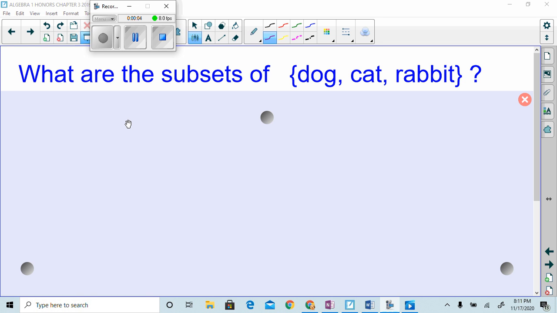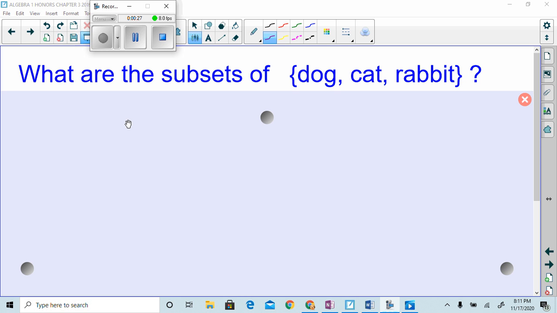Before we start today's lessons, let's just take a moment to reflect back on subsets. We talked about sets and their subsets, and subsets are just lists of elements that are members of the universal set here. So go ahead and list all your subsets.